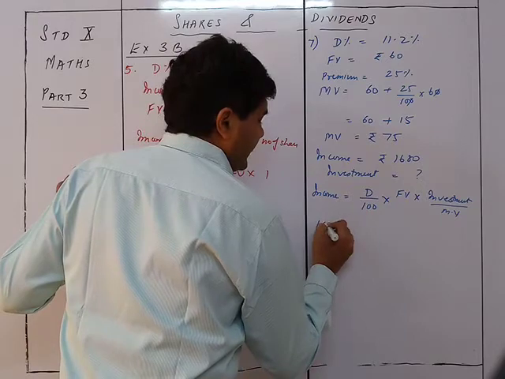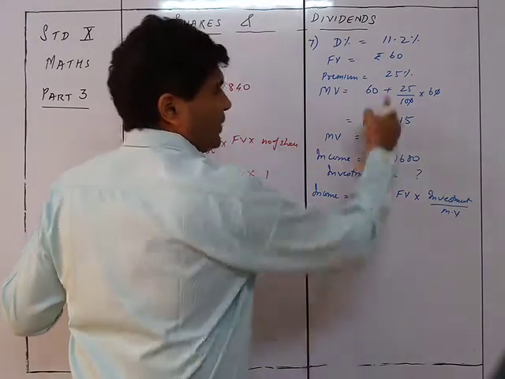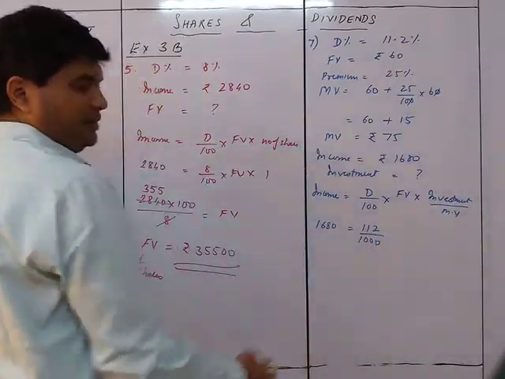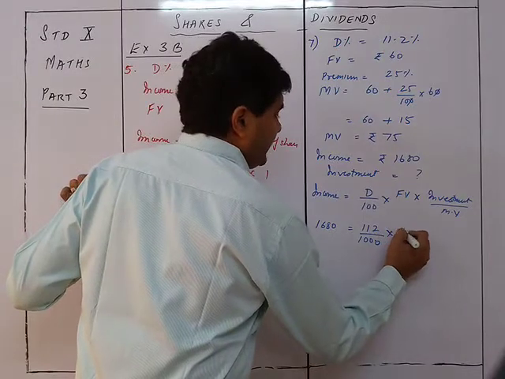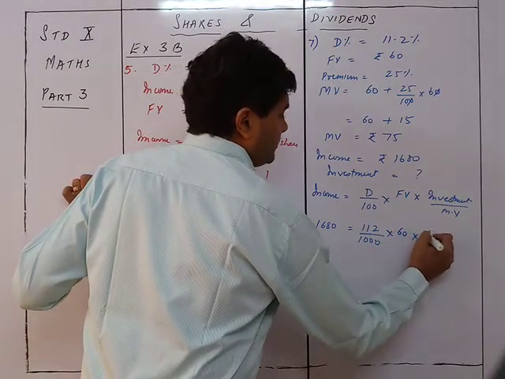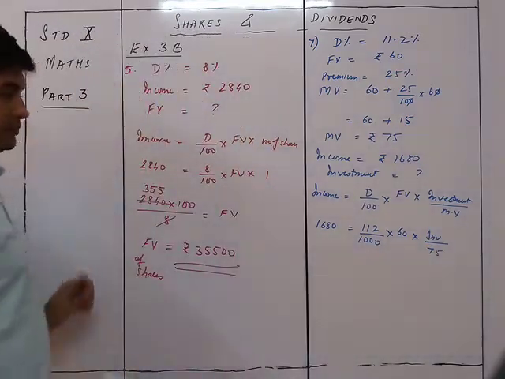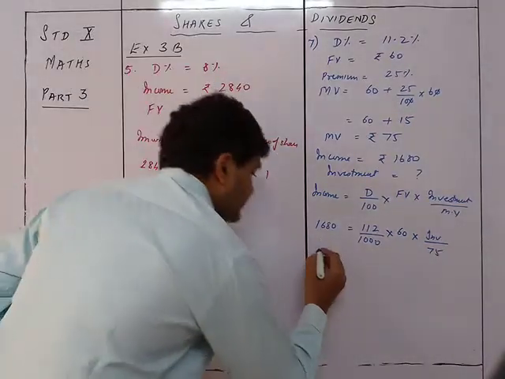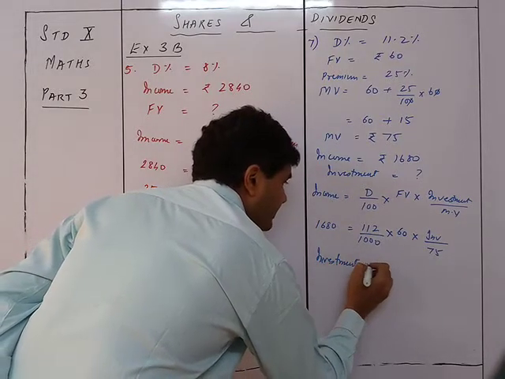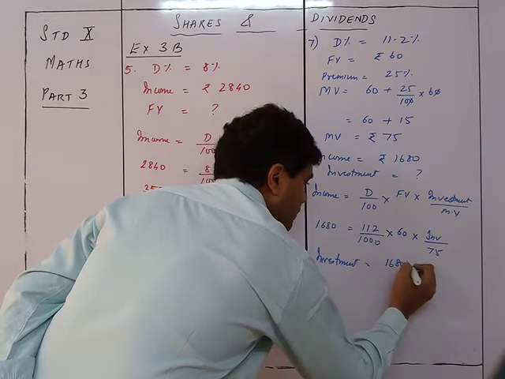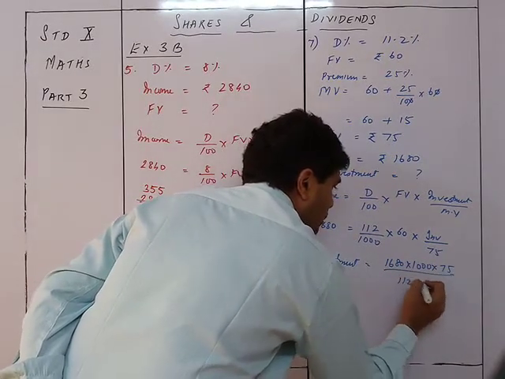So 1680 is 112 upon 1000, because it is 11.2, so I made it 112, just decimal points, into 60 into investment upon MV 75. So this gives me investment is equal to 1680 into 1000 into 75 upon 112 into 60.